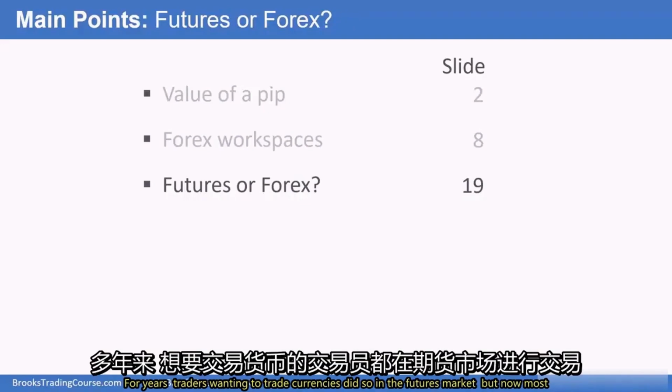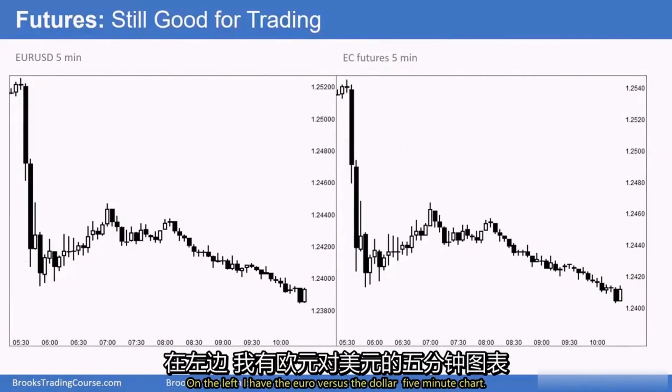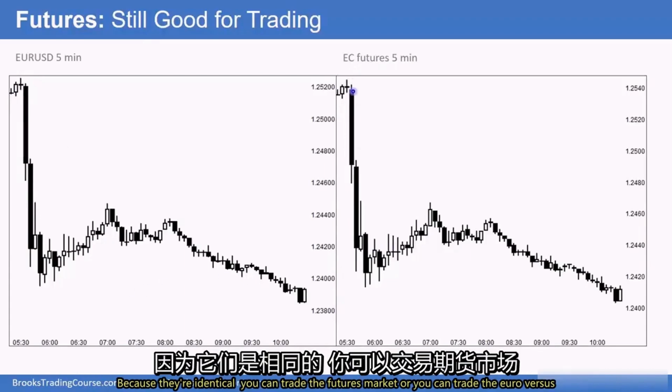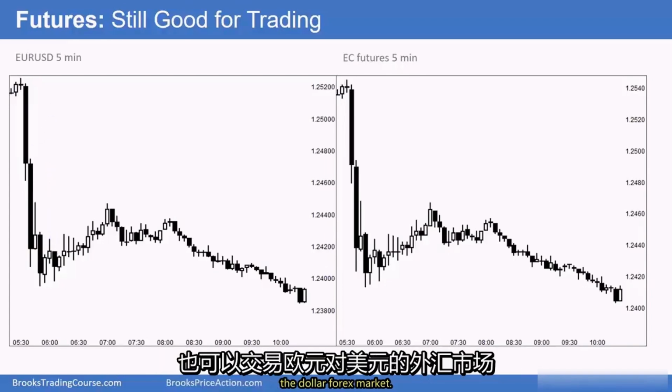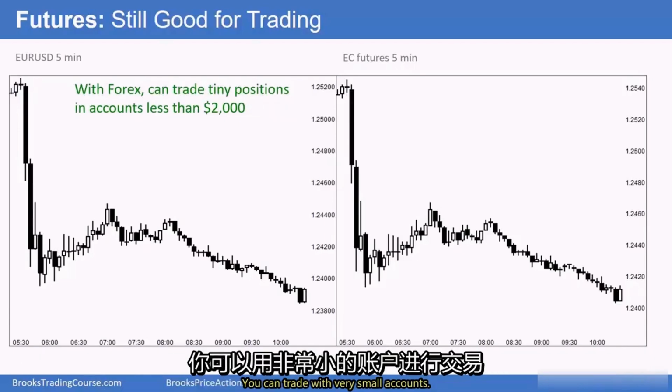For years, traders wanting to trade currencies did so in the futures market. But now most trading takes place in the forex market. On the left, I have the euro versus the dollar 5-minute chart. On the right, I have the euro futures contract. You can see they're virtually identical. Because they're identical, you can trade the futures market, or you can trade the euro versus the dollar forex market. The advantage of the forex market, one of the big advantages, is that you can trade tiny positions. You can trade with very small accounts.